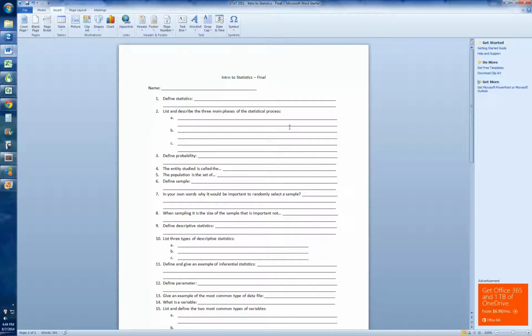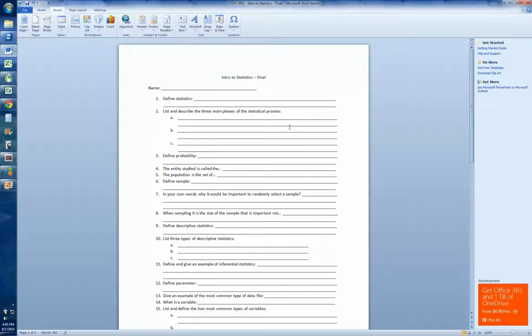Number 9, define descriptive statistics. Descriptive statistics are basically ways of summarizing collected data. Ways of summarizing collected data. Right. Okay. List 3 types of descriptive statistics. A chart, a graph, an average. Those are 3 good ones. There's others, but those are the 3 most common.